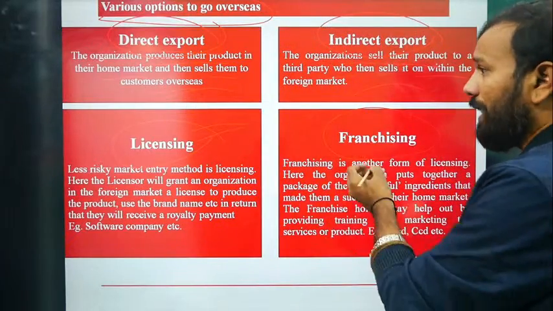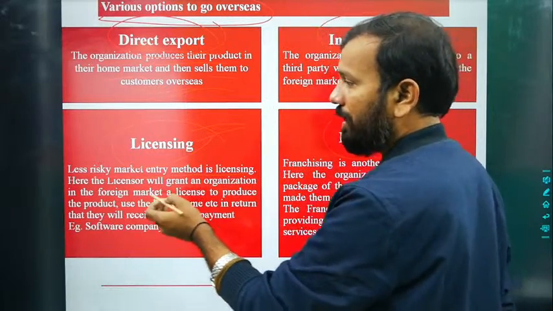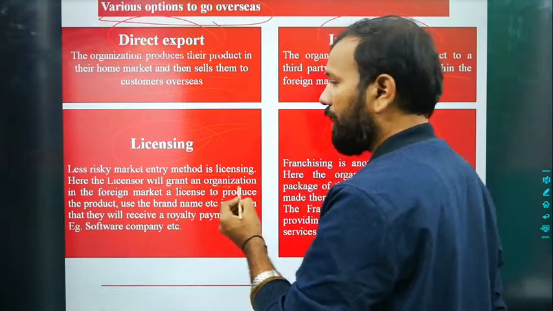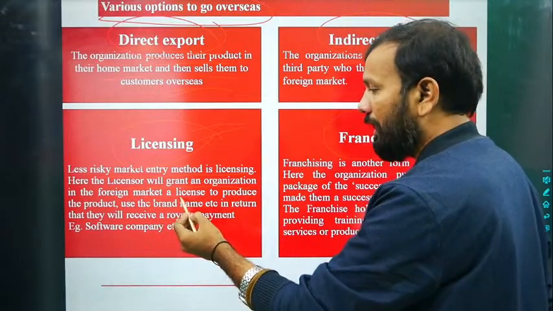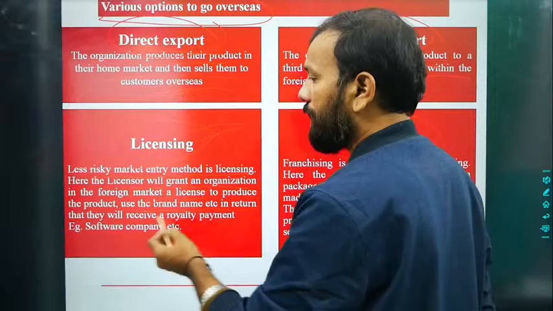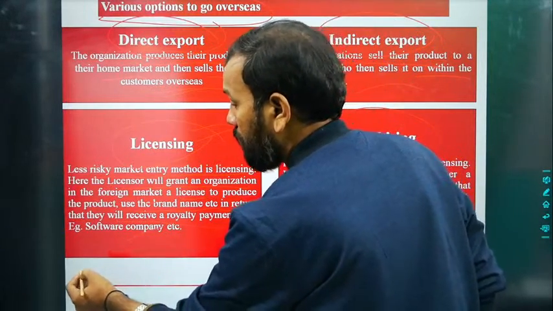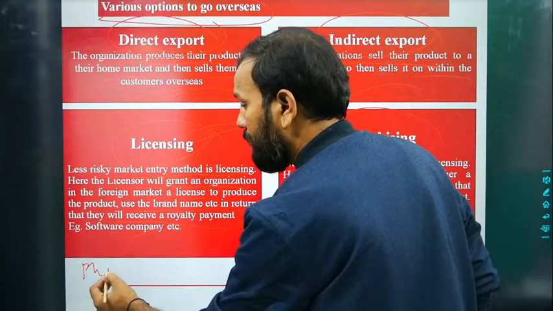Then licensing. The less risky market entry method is licensing. Here the licensor grants organizations in a foreign market a license to produce the product, use the brand name, etc. In return, they receive a royalty. Software companies, pharmaceutical companies.